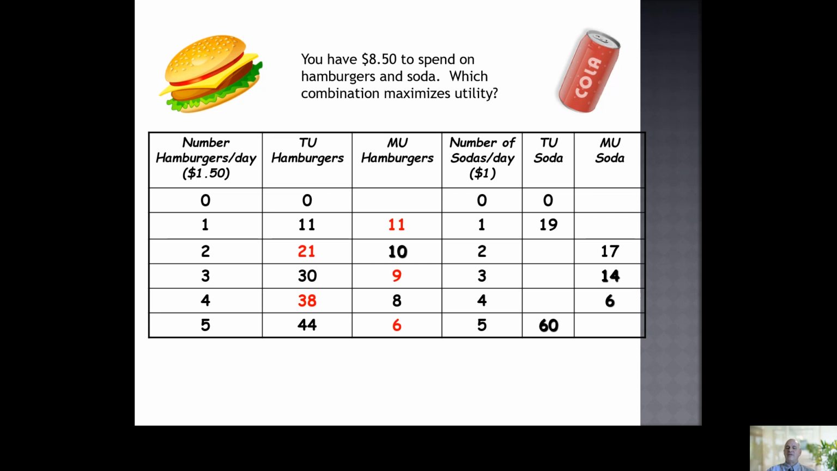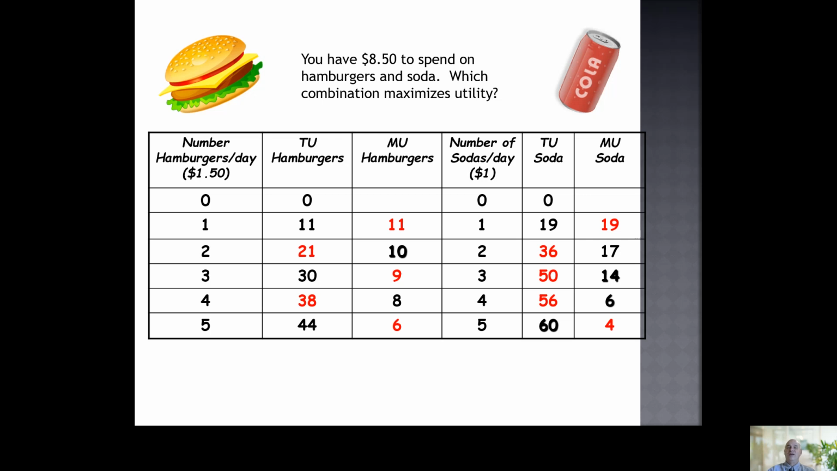Now go ahead and think about the total utility and marginal utility of sodas. Again, as I consume my first soda, my marginal utility goes from 0 to 19. My first soda gave me 19 units of satisfaction. My second soda gave me less satisfaction, 17 units of satisfaction. So total utility of 2 sodas is 19 plus 17, which is 36.